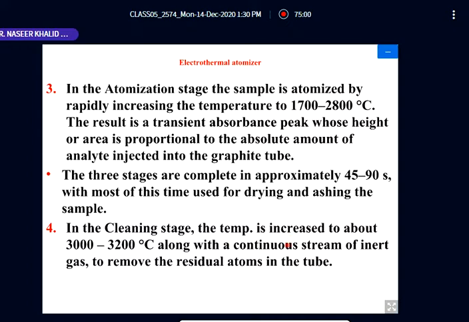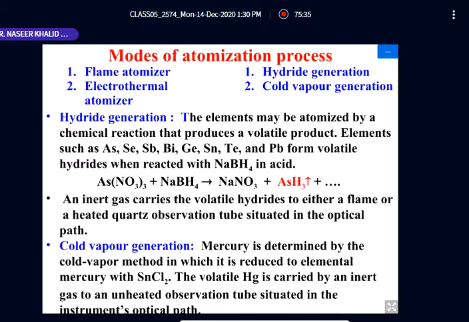The next is not a sequence stage, but a cleaning process. In the cleaning stage, the temperature is increased to about 3000 to 3200 degrees Celsius, along with a continuous stream of inert gas to remove the residual atoms within the tube. So these are the processes which we can manage by using the flame as well as the electrothermal process. It doesn't mean that there are only two processes for the atomization stage. There are other processes also.